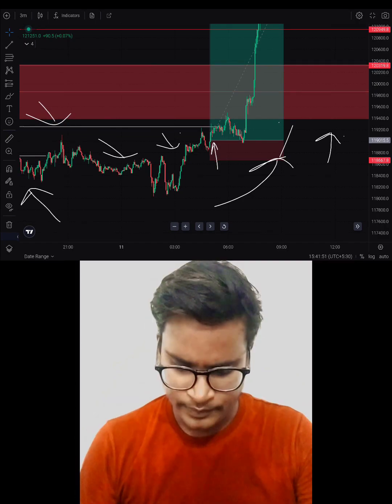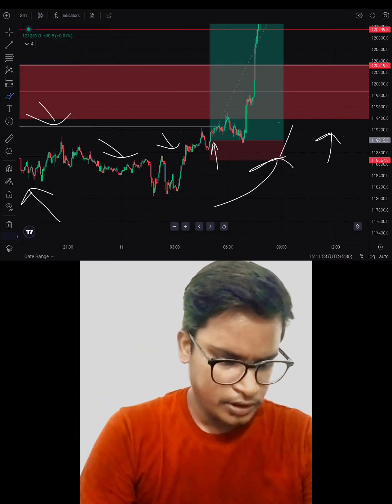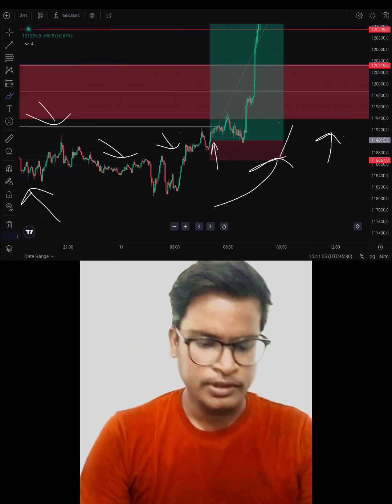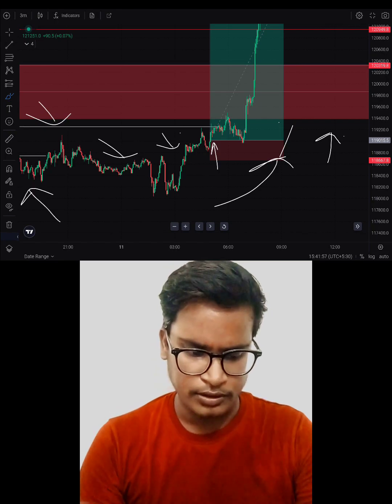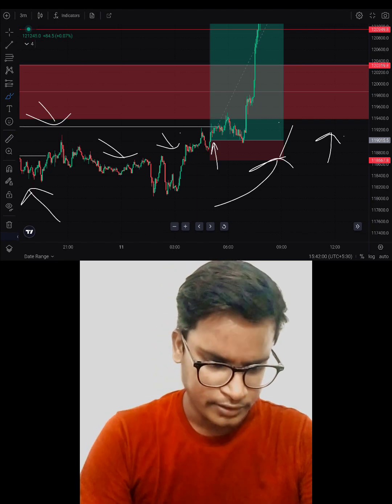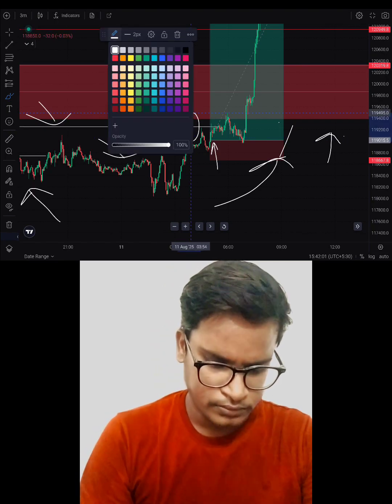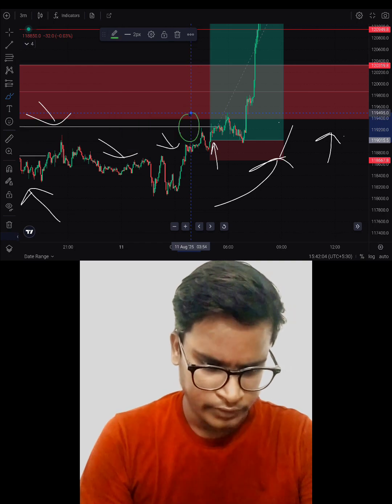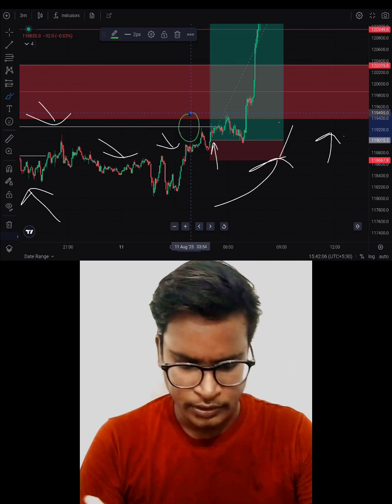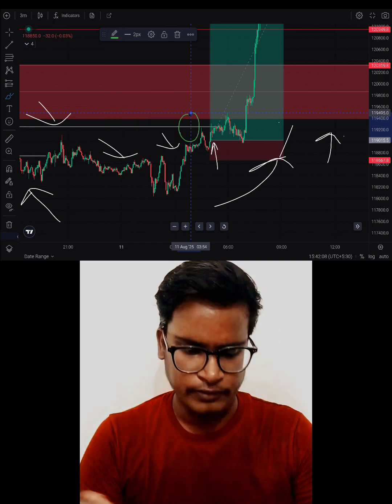Moving to our trade, how we took the trade and where we took it. We took the trade exactly at this point. You can see, the reason we took this trade is the liquidity sweep right at this level. This one I will mark with green. So you can see it very well.